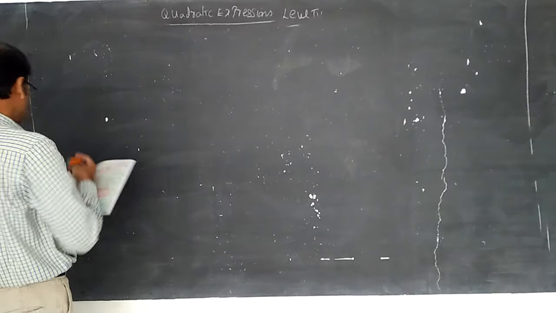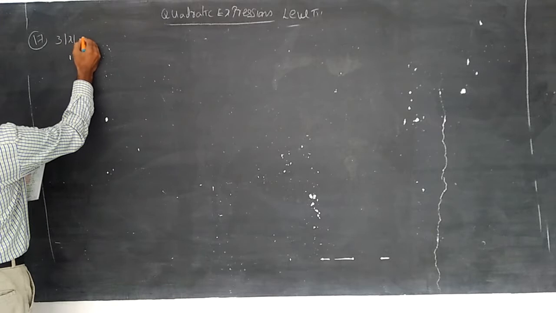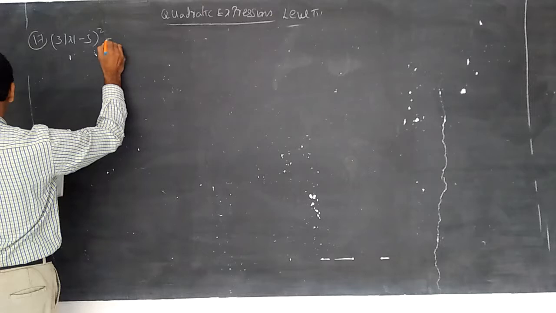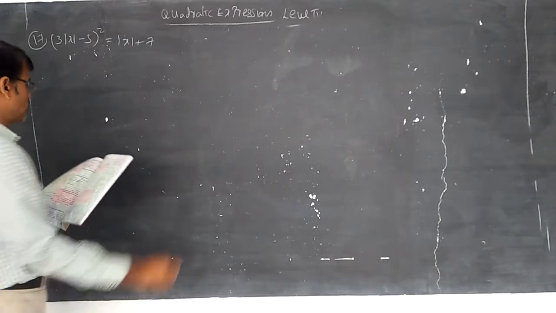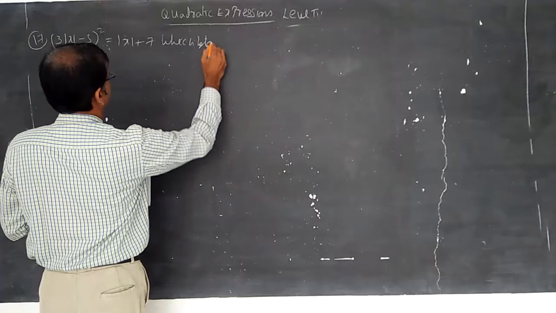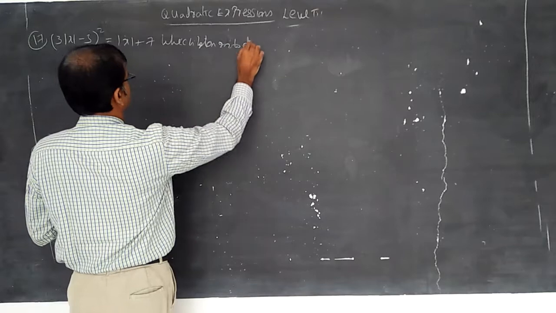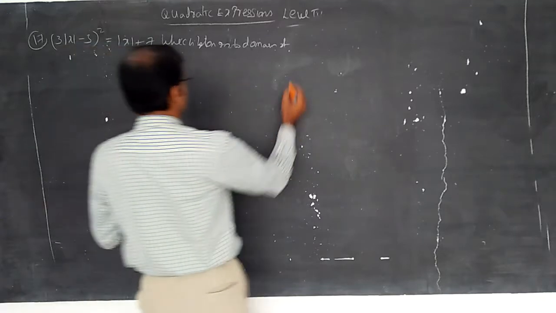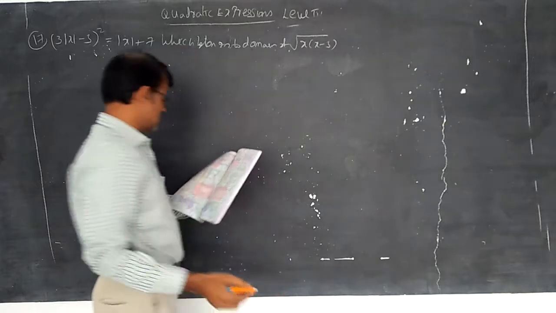Seventeenth question. The solution of the equation 3 into modulus of x minus 3 whole square is equal to modulus of x plus 7, which belongs to the domain of root of x into x minus 3.